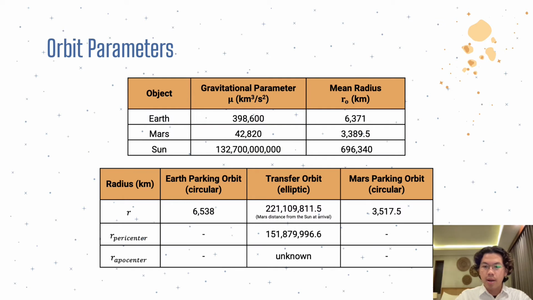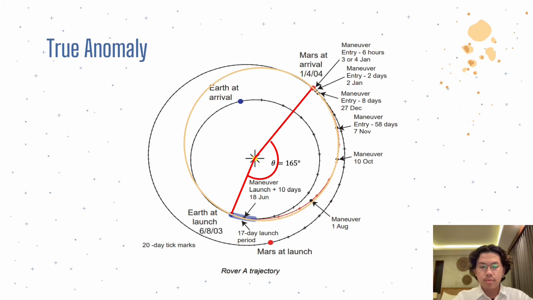So these are the orbital parameters needed to conduct the reconstruction. We have the gravitational parameters of Earth, Mars, and the Sun, and also their mean radii. We also have the known orbital radii, that is the Earth parking orbit, the elliptical transfer orbit, and also the Mars parking orbit. Next, the true anomaly of the spacecraft position at the time of arrival is obtained from the trajectory illustration released by NASA. The true anomaly is found to be around 165 degrees.